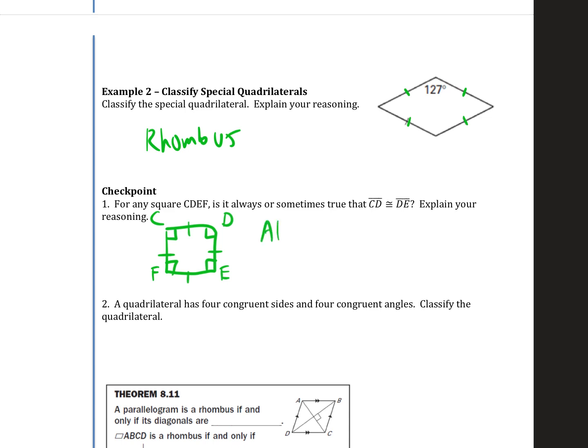So it's always, and the reason why, I'll just say a square is a rhombus. That's why. Okay? A square is a rhombus.